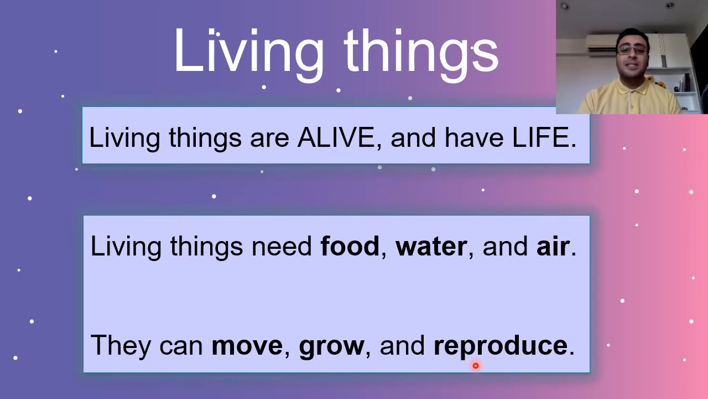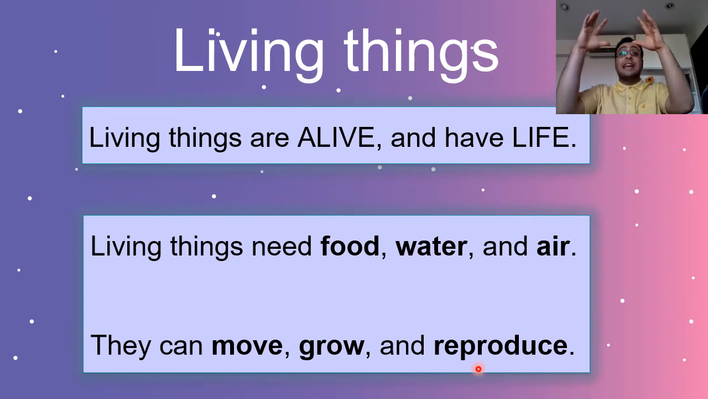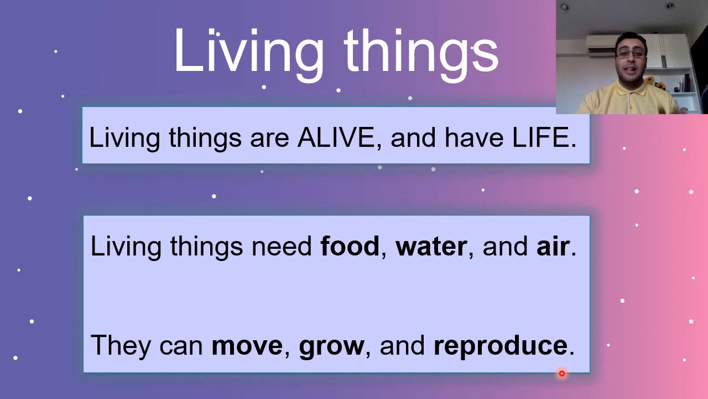Reproduce. When you say reproduce, it means they will have babies. For example, a human like me, I can have a baby. A cat can have kittens. We call that reproduce. Reproduce, okay? Or a tree can make other trees. A flower can make more flowers. We call that reproduce. So, living things can move, can grow, and can reproduce.